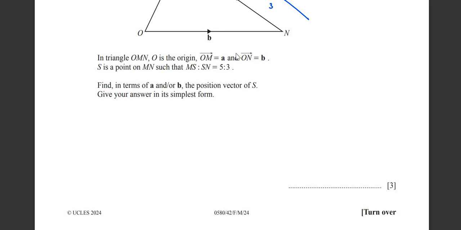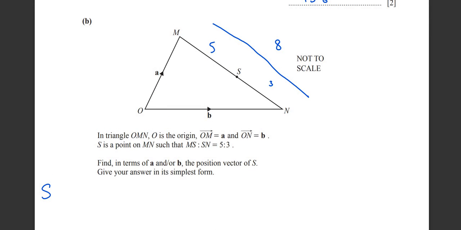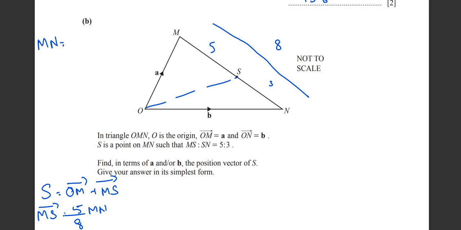First of all, if I want to find S, if I make a line like this, OS, I can say OS is OM plus MS. So S is equal to OM plus MS. Now, how much is MS? MS is 5/8 of MN. The whole line MN is 8, and MS is 5/8 portion of MN.